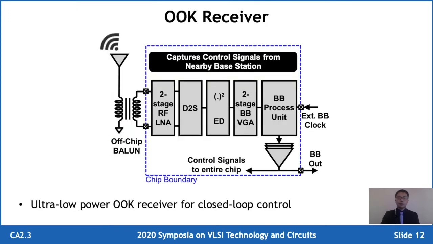Along with the transmitter, we also have an ultra-low power OOK receiver on the same chip that captures control signals from a nearby base station to achieve closed-loop control. The receiver consists of 2 stages of RF LNA, a differential-to-single-ended converter, or D2S, an envelope detector, or ED, 2 stages of baseband VGA, and a baseband comparator.